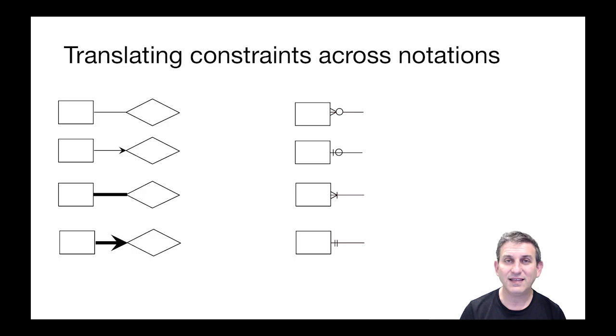When we have a solid edge, that's a participation constraint, it says you must participate. On the right-hand side in crow's foot notation, that's a 1 or many, so it's a crow's foot with a 1. And on the left-hand side, when we have a bold arrow, that means both participation and key constraints. On the right-hand side, that's 2 vertical bars, meaning exactly 1.